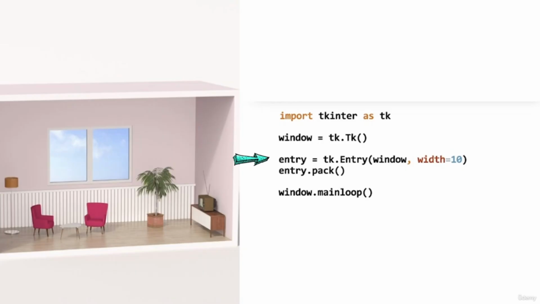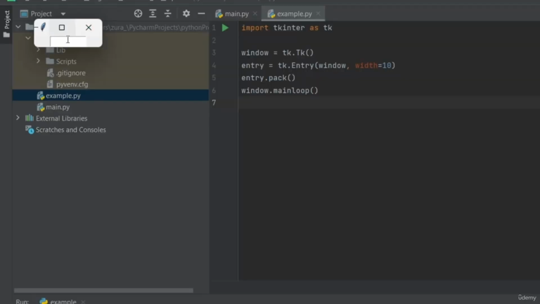We will assign it to a variable, thus creating an object, to which we will assign the pack method. And finally, use the main loop method on our window in order to run the code. As a result, a window will appear on our screen containing the entry widget.